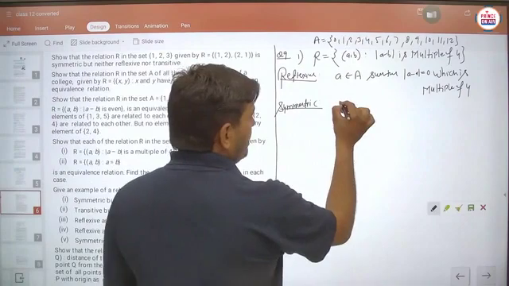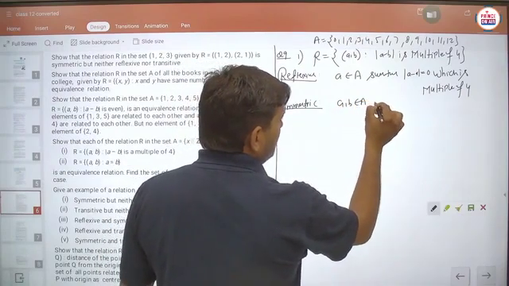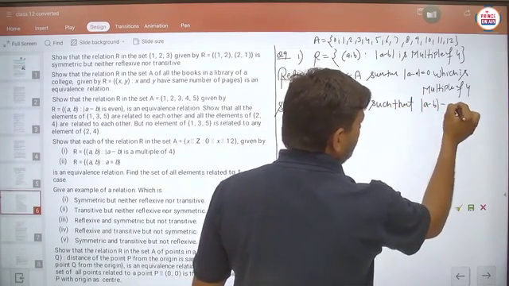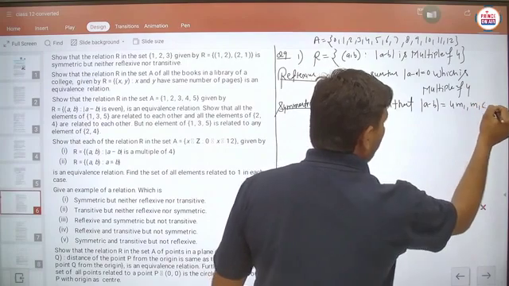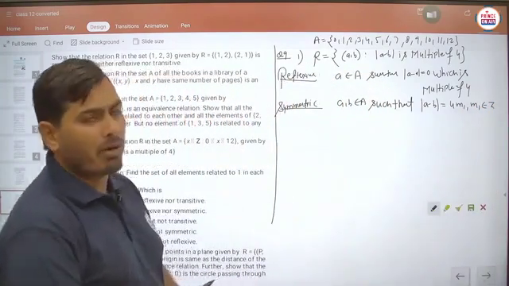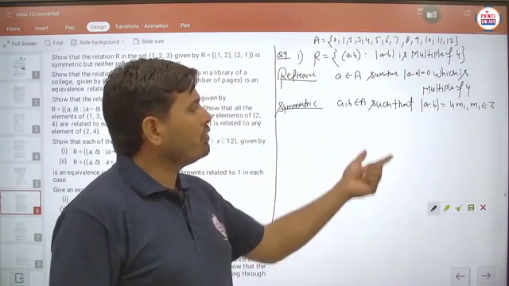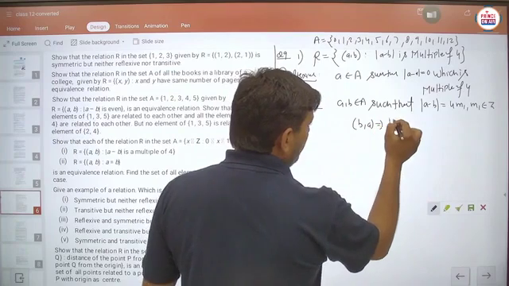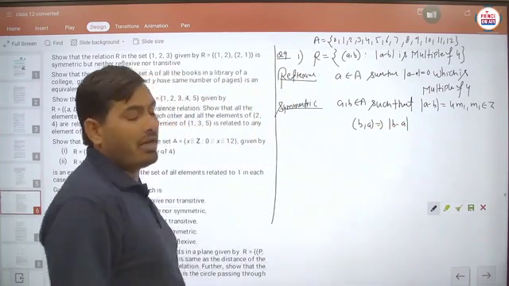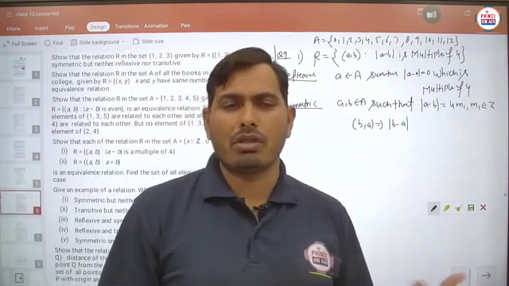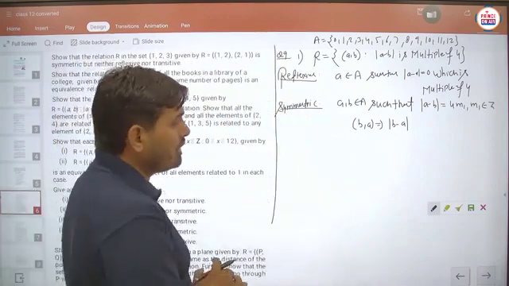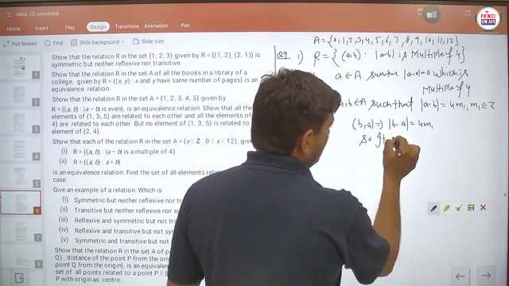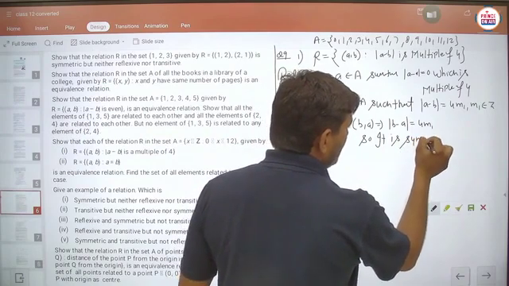Means you can say that (A, B) belongs to R such that mod of A minus B equals 4m1, where m1 belongs to the integers, because it is a multiple of 4, meaning it can be any multiple of 4. So you can say 4m1. Now (B, A) means mod of B minus A. So student, there should be no difference between mod of A minus B or mod of B minus A, because the answer is always positive, since the modulus sign is used here. So it is again 4m1. So it is symmetric. Is it to be clear?